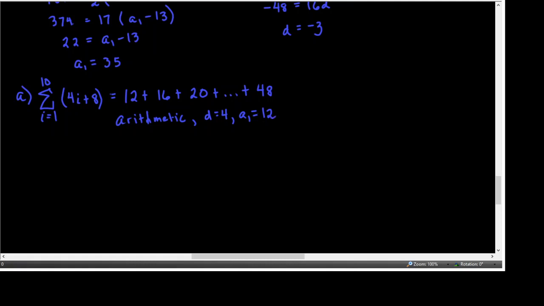To get the sum of that series, S sub 10, we're going to use our formula. That's going to be n, which is 10, over 2, multiplied by the first term, which is 12, plus the 10th term, which is 48. And that should be 300 when you do the arithmetic. So that's the sum of the first 10 terms of that series.